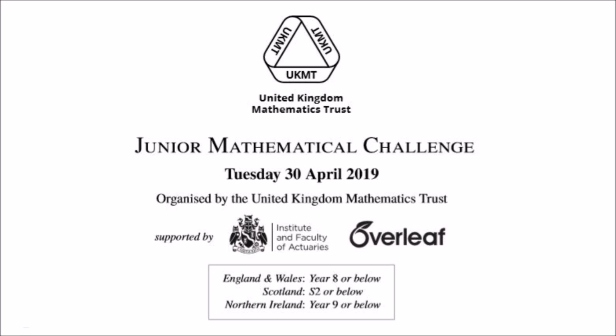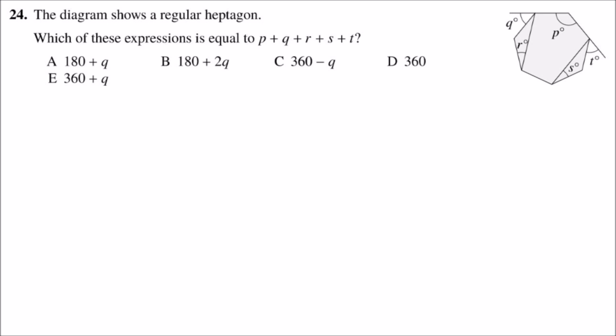Hello, today I'm going to be explaining how to do question 24 from the UKMT Junior Maths Challenge 2019. The diagram shows a regular heptagon. Which of the expressions is equal to P plus Q plus R plus S plus T?